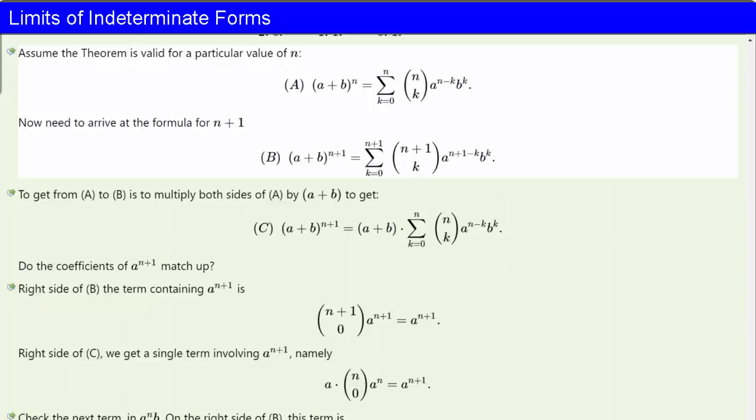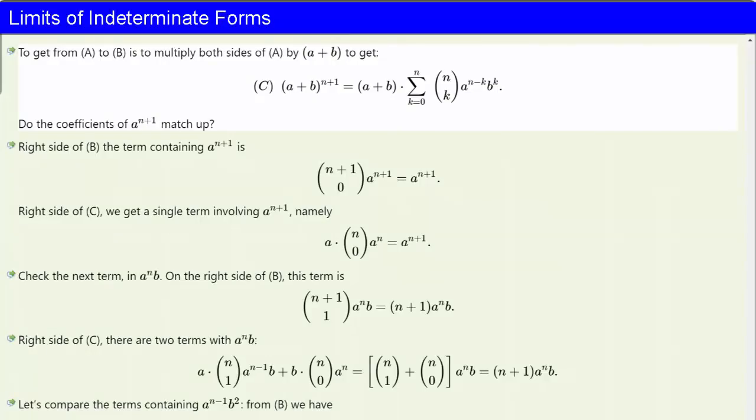(a + b)^(n+1) is the sum from k = 0 to n + 1 of the binomial coefficient (n+1 choose k) times the product a^(n+1-k) b^k. Notice how the notation saves us a lot of writing. The obvious way to get from A to B is to multiply both sides of A by a + b, and then you get formula C: (a + b)^(n+1) is the term (a + b) times the sum of (n choose k) a^(n-k) b^k.